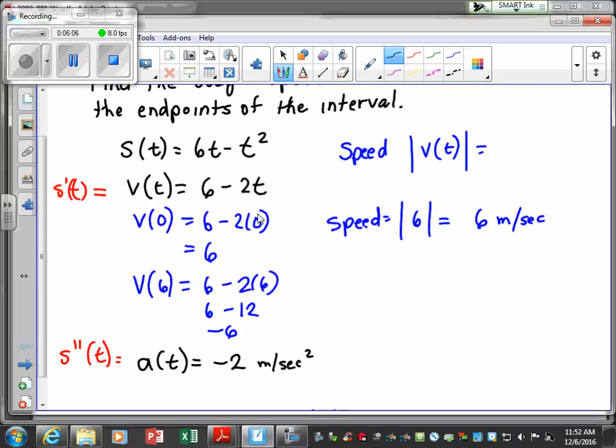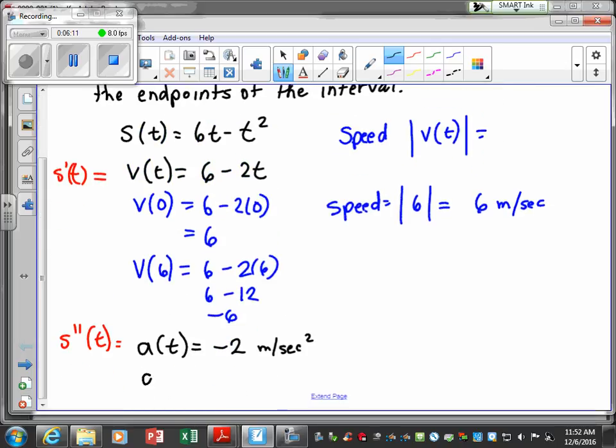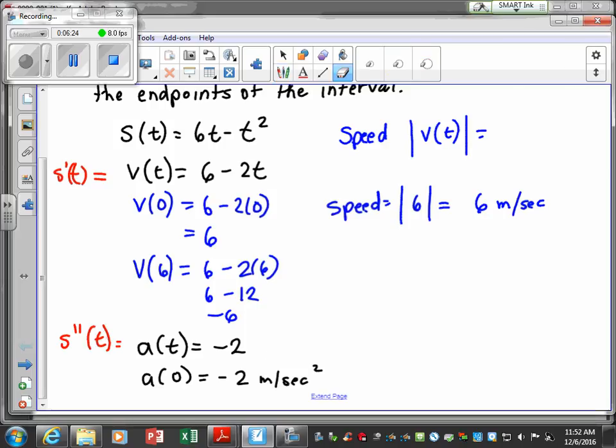It also asks us to find that at the endpoints as well. So if we evaluate our acceleration at time 0, there's no variable to plug in, right? So you just get negative 2 meters per second squared. And then for our other endpoint, which is 6, we would also get negative 2 meters per second squared.